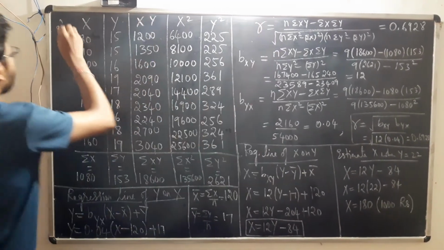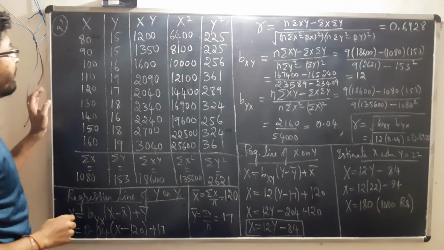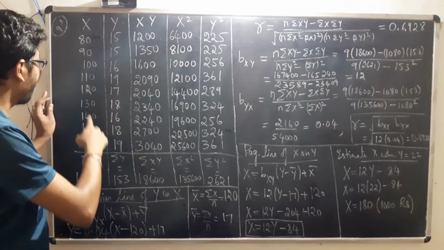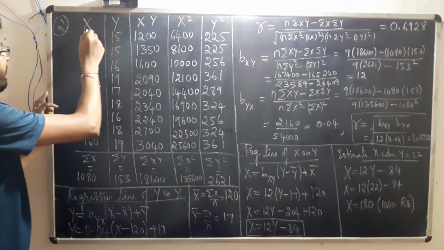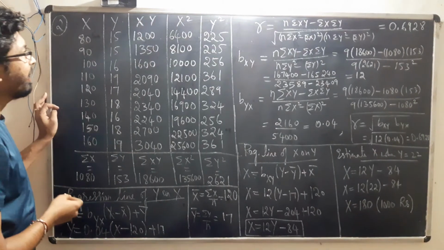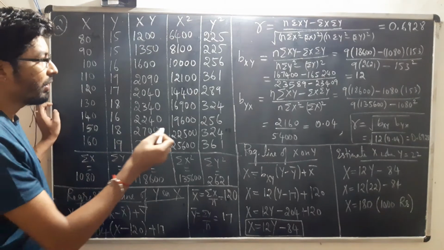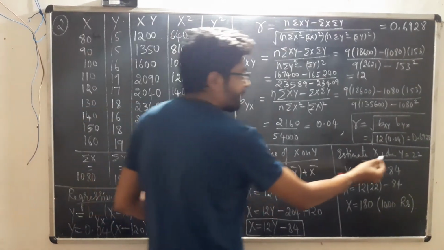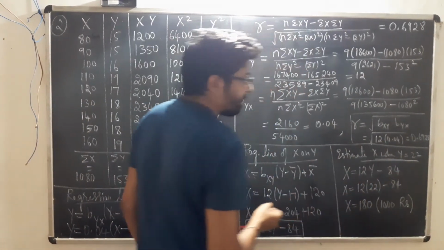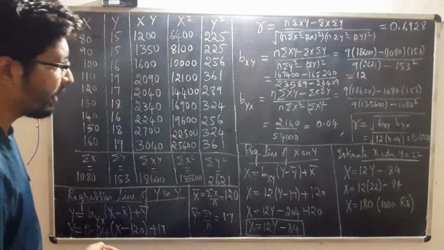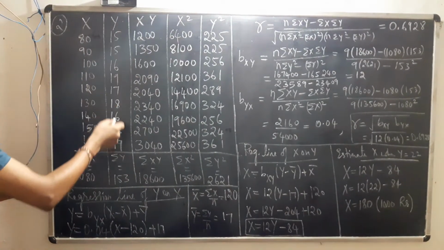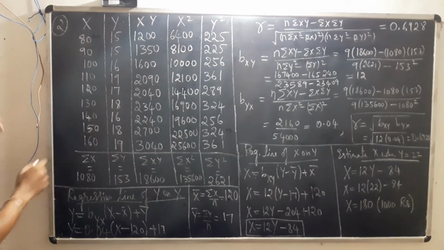The second problem of the practical file which I have sent. They have given the set of x and y values, some cost and overhead expenses, some vehicles I guess. They have asked you to compute the coefficient of correlation, the regression lines, as well as estimate the value of x when y is equal to 22. So these are the given y values, these are the x values.